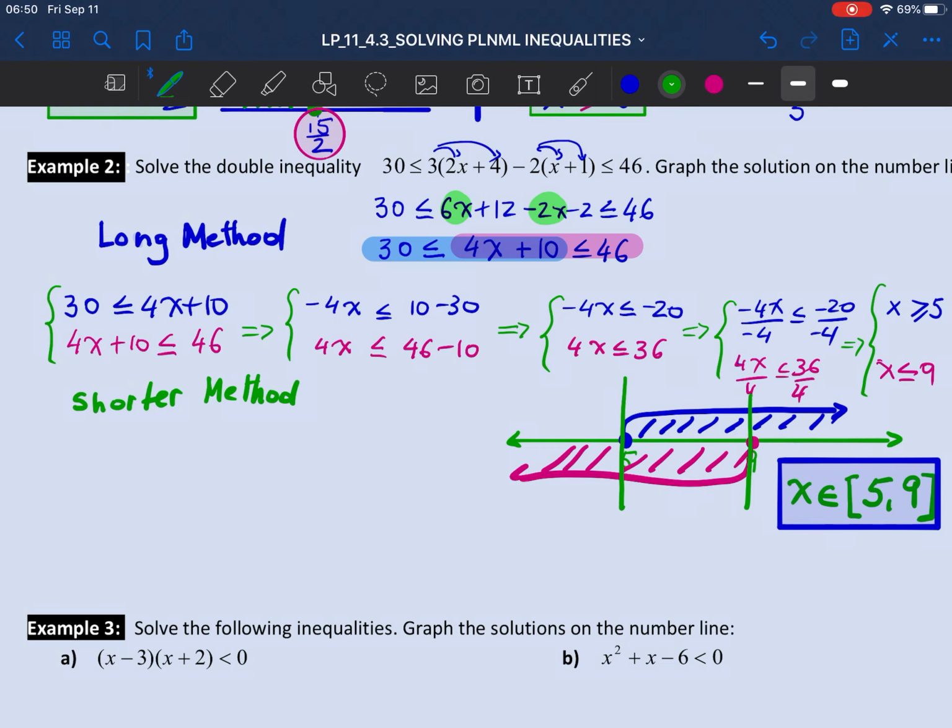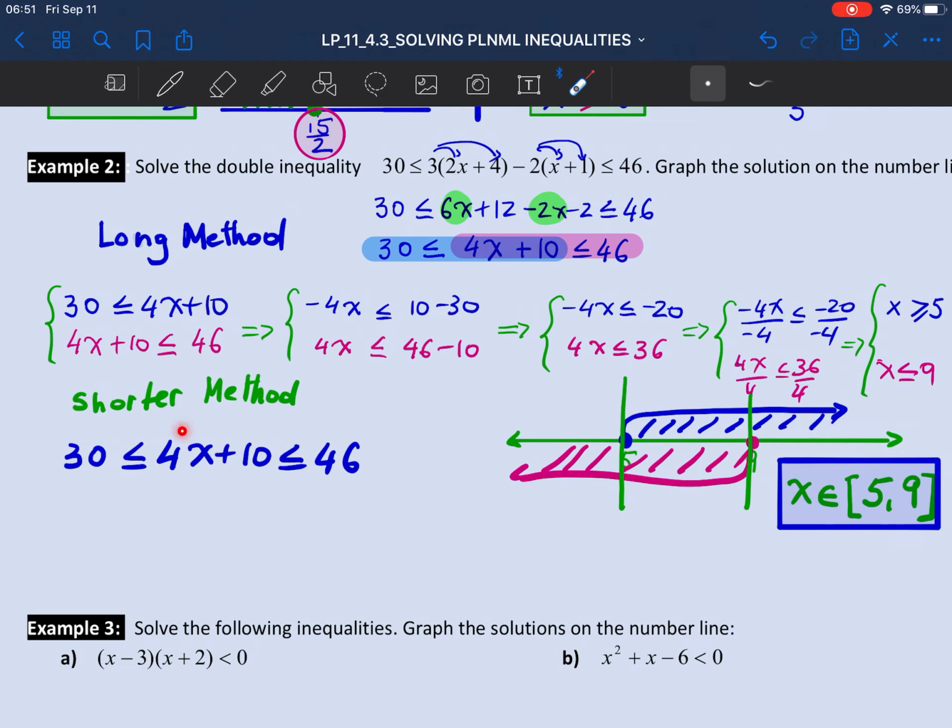Now, when we do it the shorter way, I'm going to start from here actually, because in the shorter way, you have to go through these steps, just like you did in the longer way. So we'll say that we have arrived at 30 less than or equal to 4x plus 10 less than or equal to 46. So we have simplified each part of the inequality to the best we can. You can't simplify any more than that.